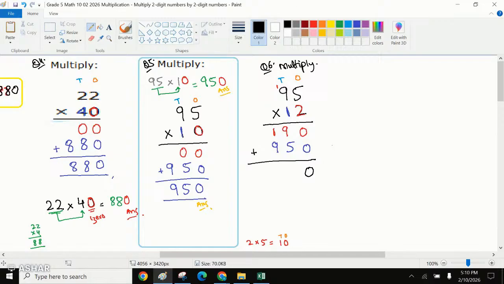9 plus 5 is 14. And we take 1 over here. 1 plus 1 is 2. And 2 plus 9 is 11. So we can say 1140. Do we agree?